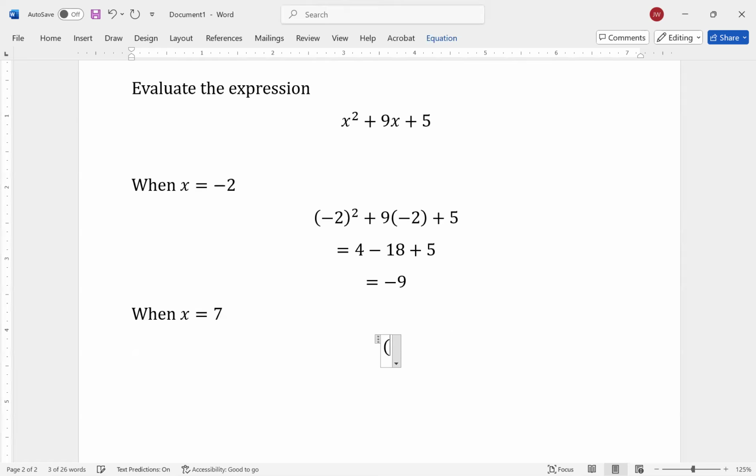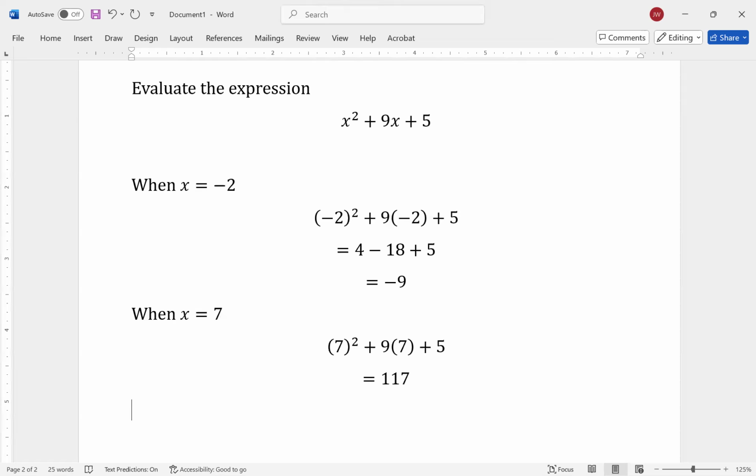Now, when I plug in 7, it's not quite as important on that first term to have it inside of parentheses, because 7 in parentheses squared is the same thing as 7 squared. But it is important to put the 7 into parentheses on the second term. And there you go. We get 7 squared plus 9 times 7 plus 5. And again, you can do a step-by-step approach, or you can type that into your calculator and get 117. Either way will get you 117.